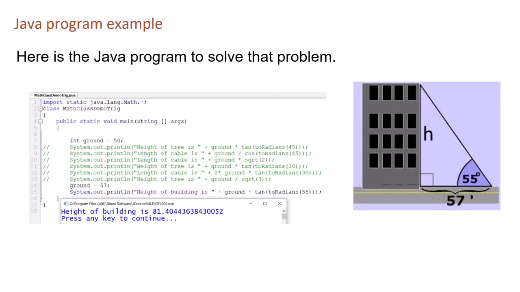We changed the value of ground to 57 this time, but we use the same basic formula, ground times the tangent of the radians version of 55 degrees. And you can see the answer is the same.